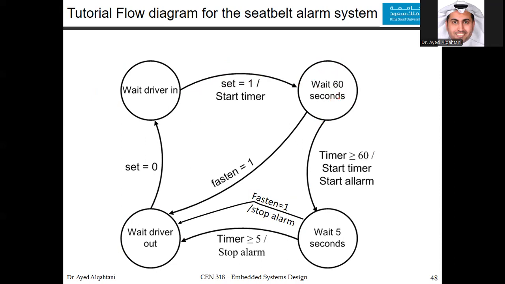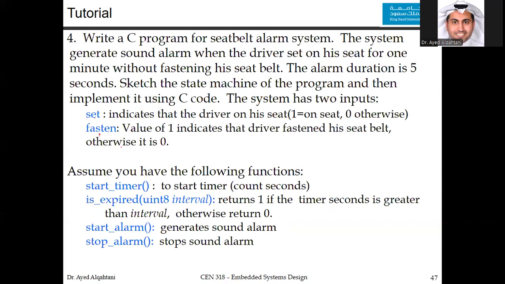Why do we need to wait for 60 seconds? To see if the driver fastened his seat belt or not, because this is the requirement in the problem. It says that the system generates a sound alarm when the driver sits on his seat for 1 minute without fastening. So the system gives the driver 60 seconds without sounding the alarm, without doing anything. Once the 60 seconds passed, now we sound the alarm.